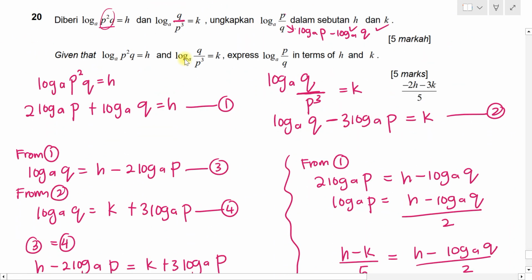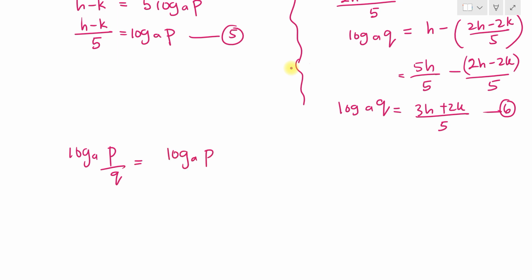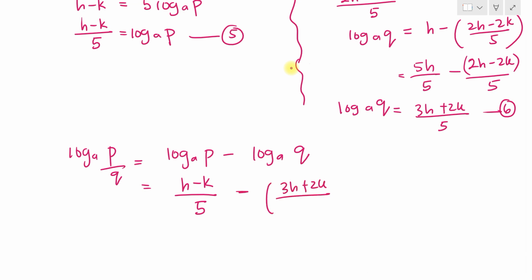Right. Definitely 5 marks will carry a lot. So what do we want to find? We want to find log AP over Q, meaning log AP minus log AQ. What is log AP? H minus K over 5, from equation 5. Minus log AQ, 3H plus 2K over 5.